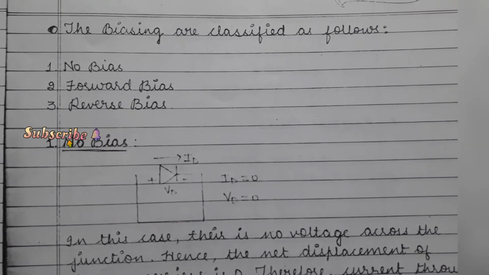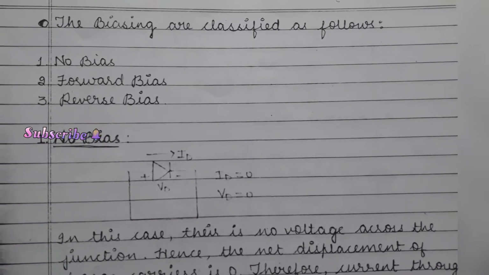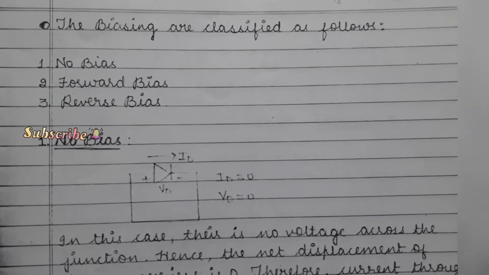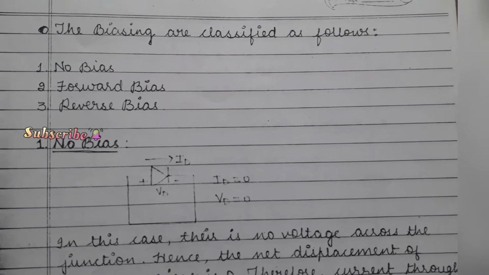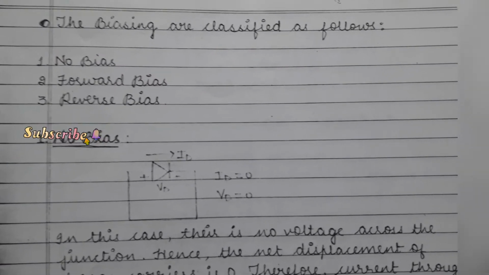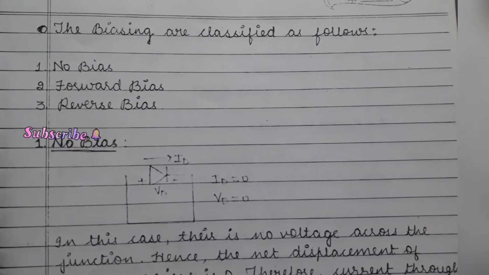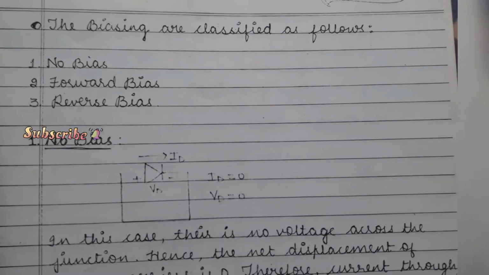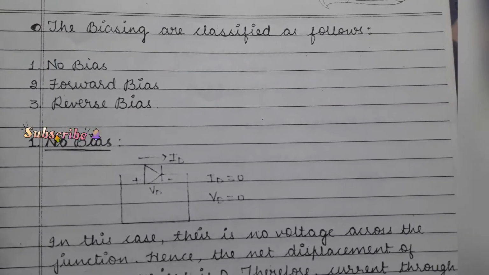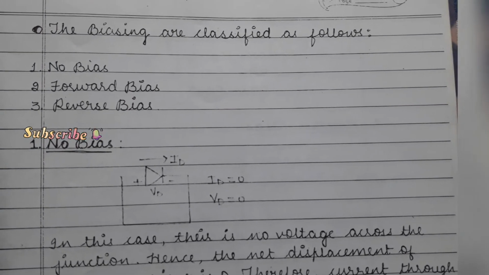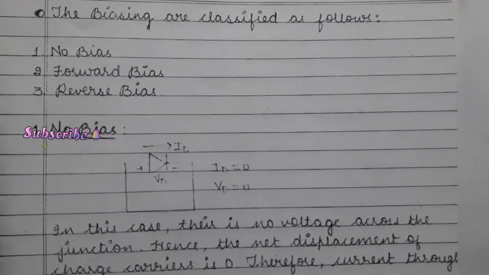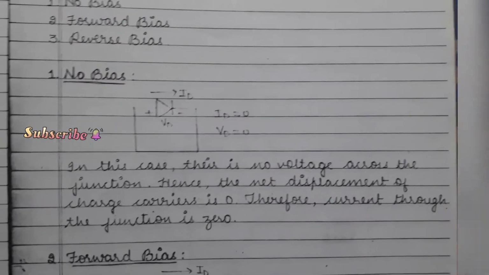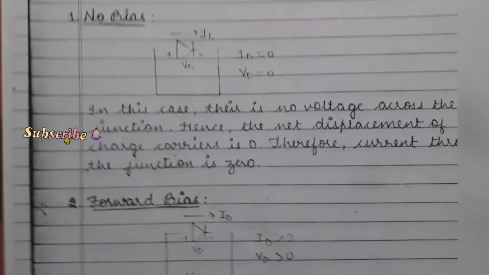How many types of biasing are there? There are only three types of biasing: the first is no bias, the second is forward bias, and the third is reverse bias. Now we will look at the classification of these three types. No bias is when the p-n junction is unbiased.